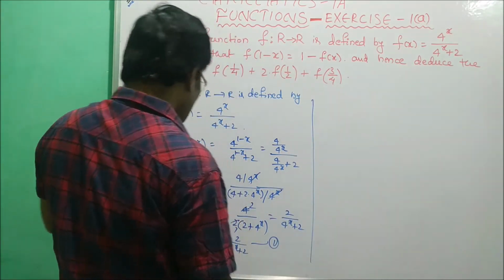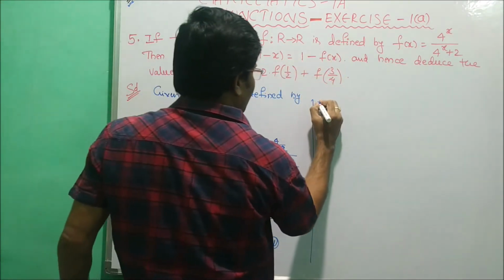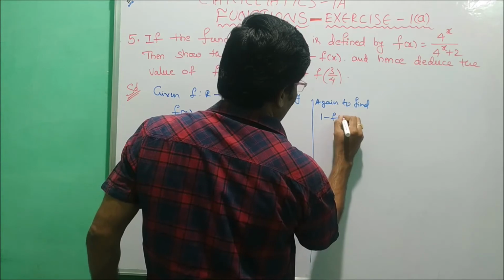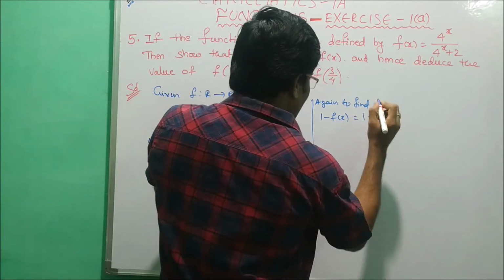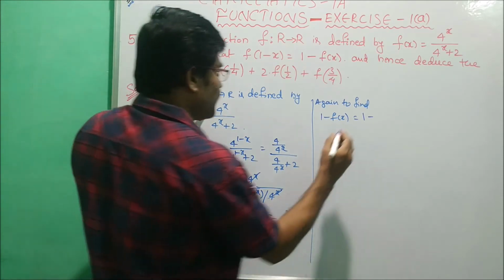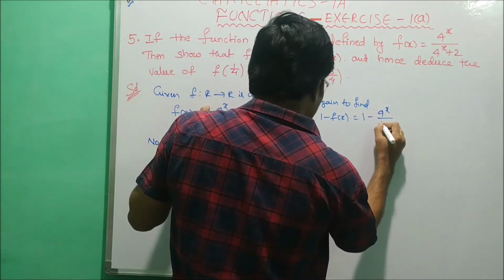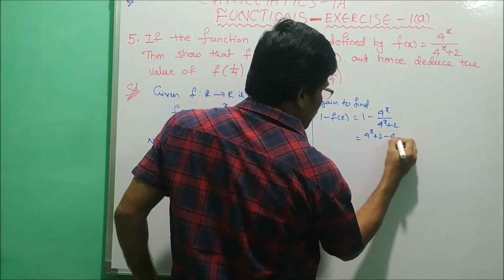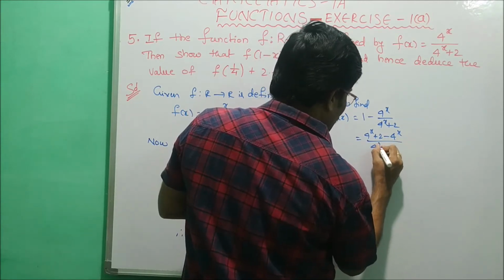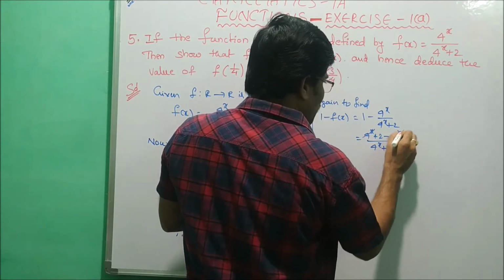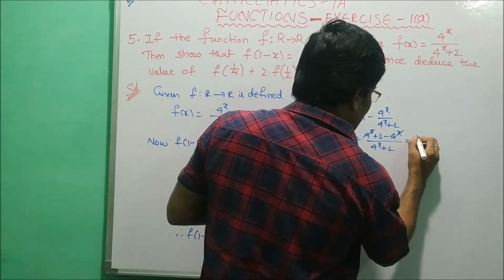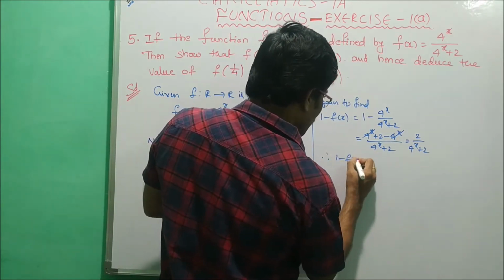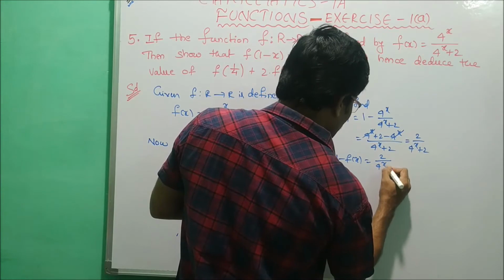Similarly, to find the right side value 1 minus f(x). That means f(x) is already given in the problem, that is 4^x by 4^x plus 2. Now we take LCM: 4^x plus 2 minus 4^x whole by 4^x plus 2. Here in the numerator 4^x minus 4^x cancel. The remaining value is 2 by 4^x plus 2. Therefore 1 minus f(x) equals 2 by 4^x plus 2.